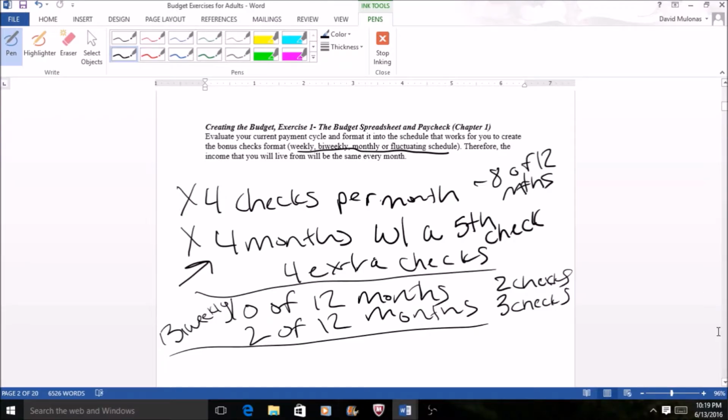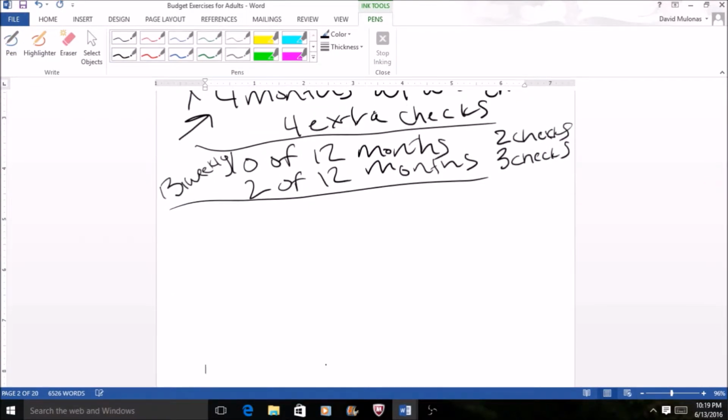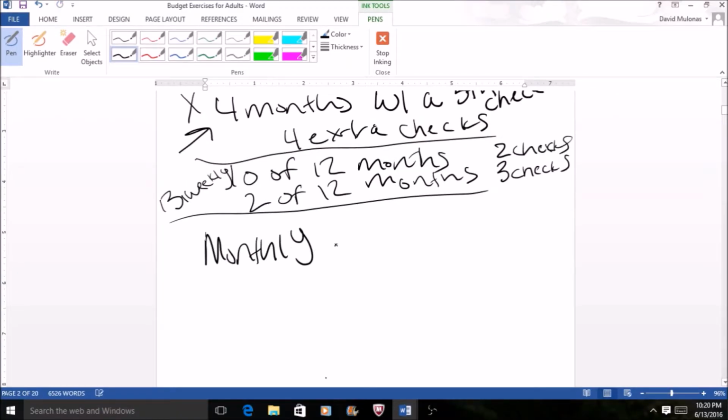Then we get into monthly and fluctuating. So we know that with those you're going to have to be a little more creative with them. And there are references to that in the chapter, so go back and look if you want a little more detailed explanation. If you are monthly, you can look at the examples there and figure out that you can create money every month rather than bi-weekly, or like 2 of the 12 months, or the 4 extra checks.